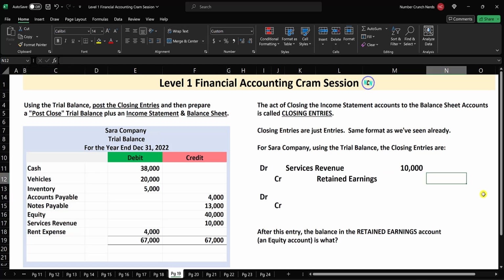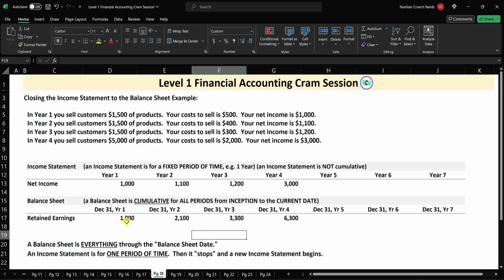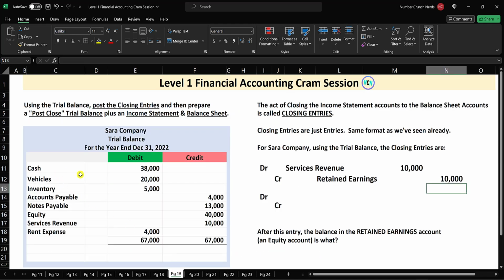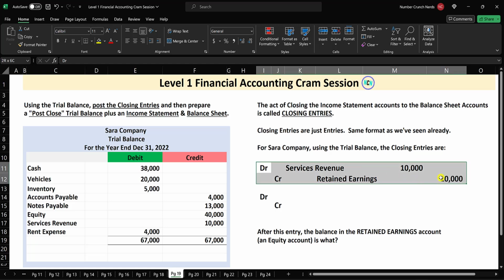Retained earnings, we're going to credit it for $10,000. If this was not the first year of this company, there would be an account here already called retained earnings, and there would be a balance in it. Let's go back to this slide real quick. Remember, retained earnings keeps accumulating every year. So if it wasn't the first year, there'd be a balance accumulated in it already. So for this Sarah company, this is the first year that she is in business. All right, so we have zeroed out the revenue account, which is an income statement account, with this entry.